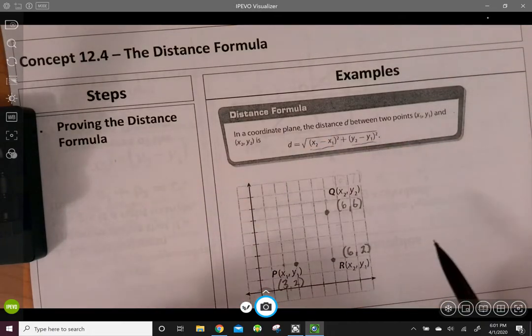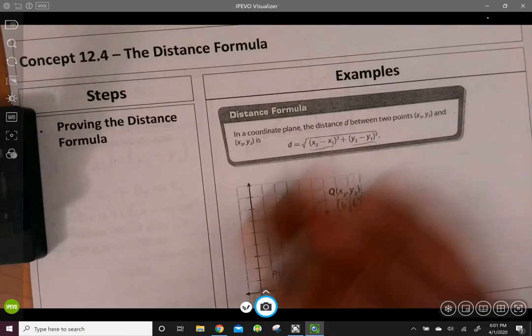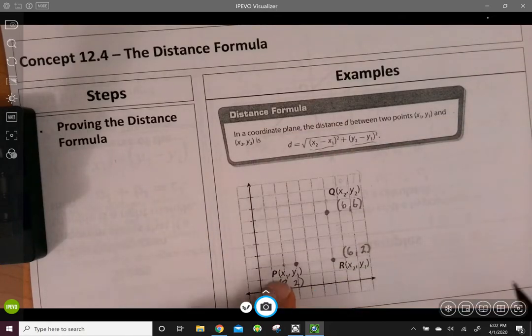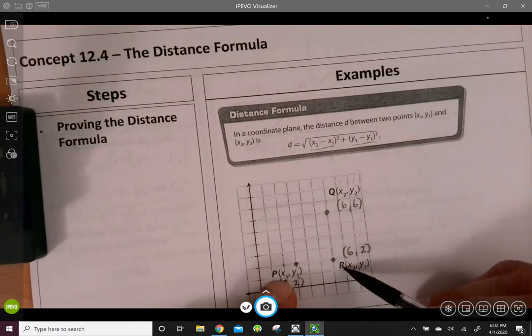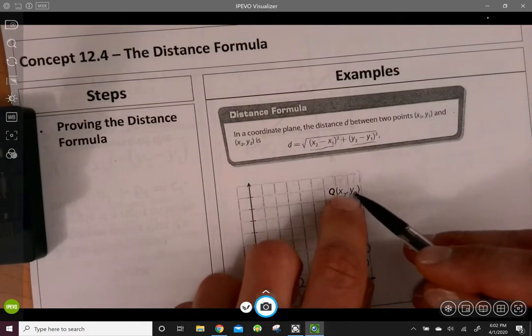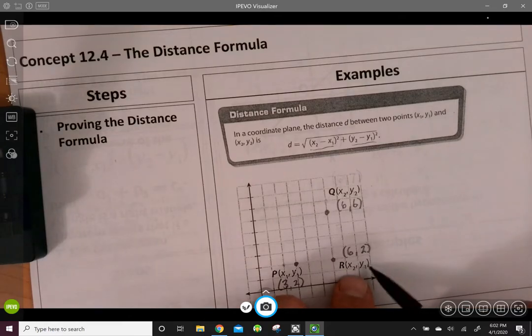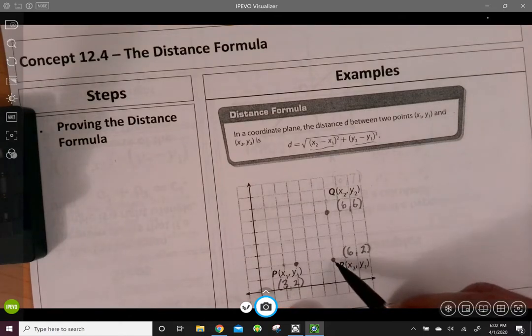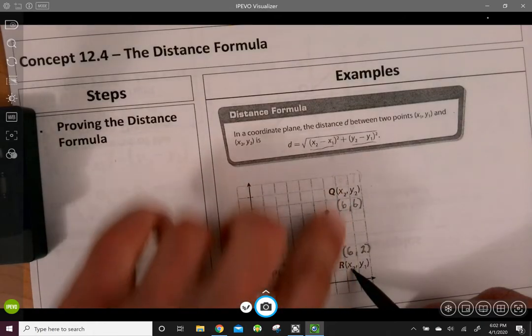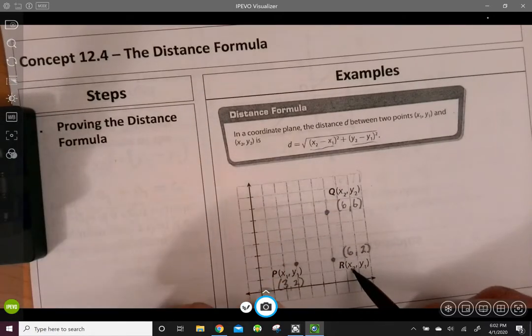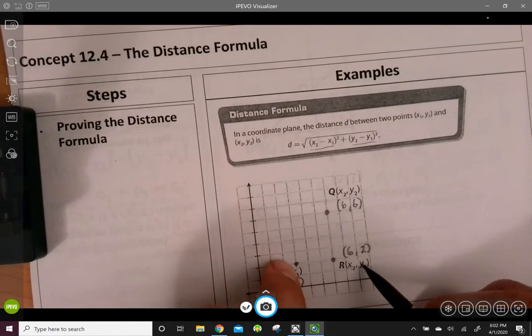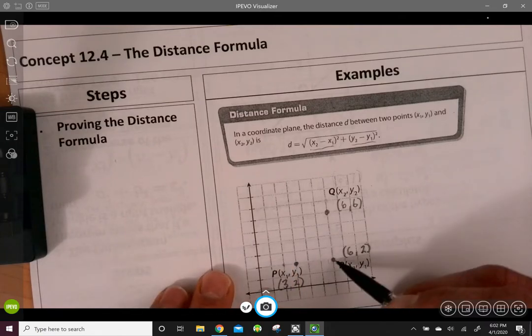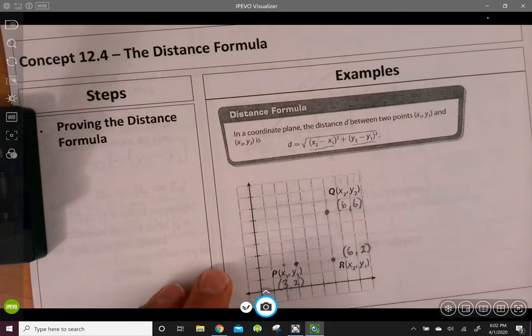Okay, so we've got these points on a coordinate plane. We've gone back to a coordinate plane, and your paper just has P, Q, and R, and they're labeled x1, y1, x2, y2, and then this is x2 and y1, because to make a right triangle, the x value here is going to have to be the same as this x value, the distance from the y-axis, and the y value here is going to have to be the same as the y value here, right? The distance from the x-axis, for this to be a right triangle.